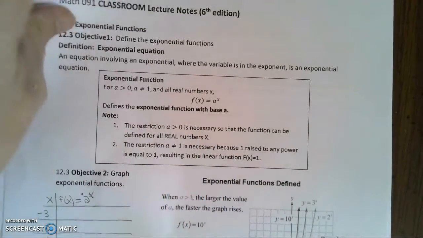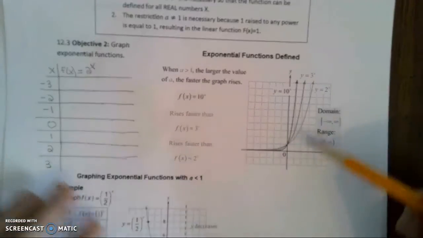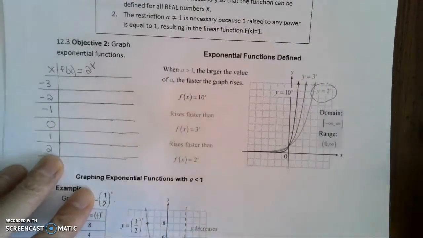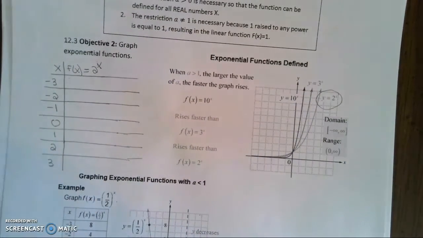So, okay, this first one in the handout, I thought I would do this one right here, 2 to the x, just to kind of give you an idea, because I thought there wasn't one in here.